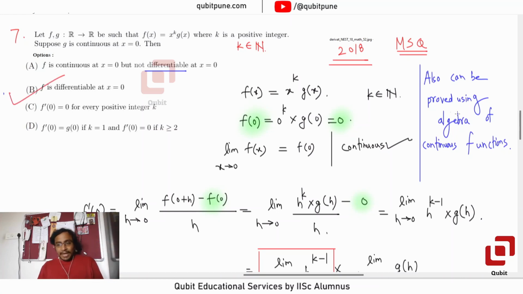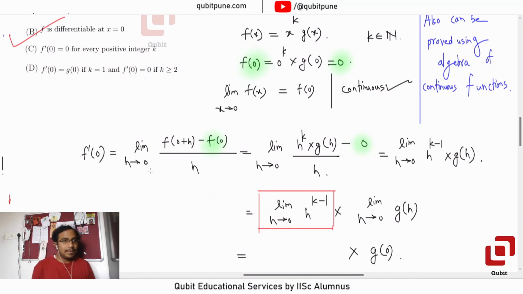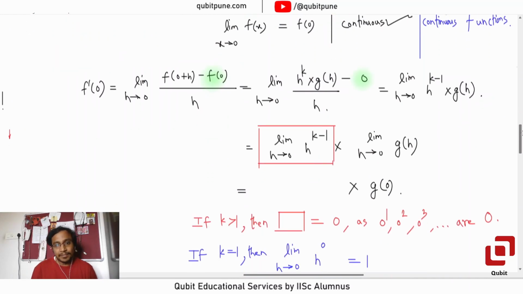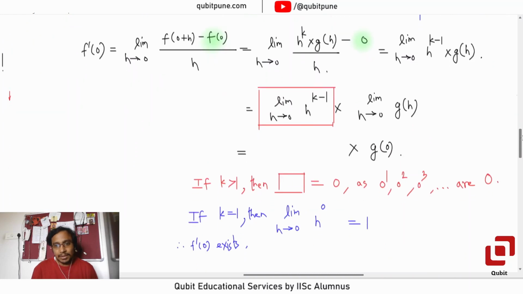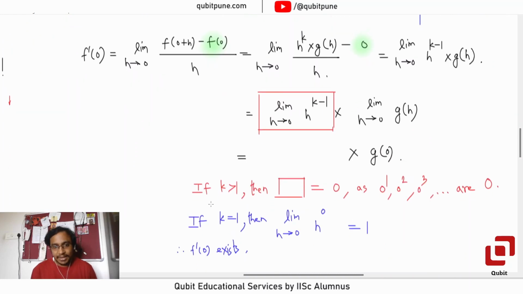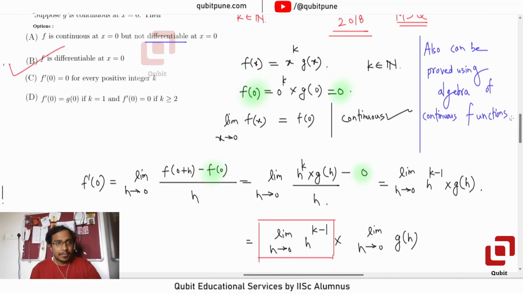Now can option C be right? F dash of 0 is 0 for every positive integer k. No. It will be equal to 0 for k greater than 1, but not for k equal to 1. It would be true for every positive integer greater than 1. And let's come to D. f dash of 0 is equal to g of 0 if k is equal to 1. That's true. And f dash of 0 is 0 if k is greater than or equal to 2. That's true.